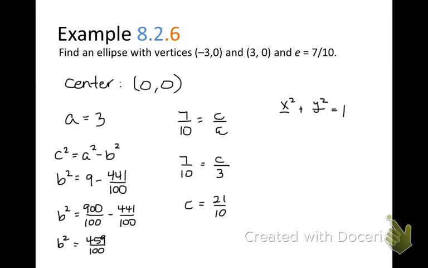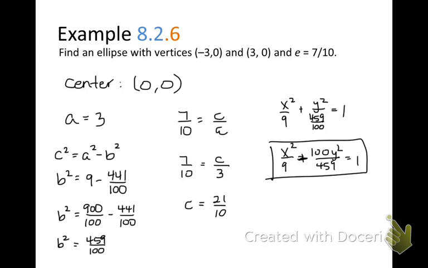Is this a vertical or a horizontal ellipse based on where the vertices are? Horizontal, because you've got your points going out horizontally. So I'm putting my a squared value, which is 9, underneath the x. And then I'm putting that b squared value, but we don't like decimals and fractions. So the way that I like to write it, if you got that far, I'd be okay with it, I like to write this as plus 100 y squared over 459. So multiply by the reciprocal instead. I like that better, but either way.